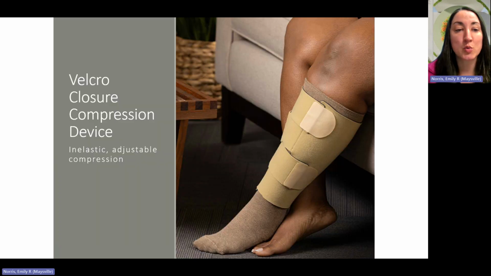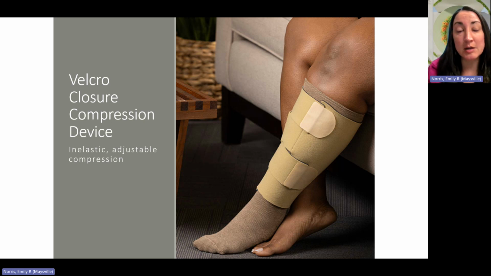This is a Velcro closure compression device. It's inelastic, it's adjustable, and it can apply compression in various areas. It's pretty easy to put on. That's one of the issues with wrapping a patient's leg. Let's say you wrap it, they go home, they can't shower without taking it off. And so just depending on how often you're seeing them, they usually cannot rewrap it themselves.